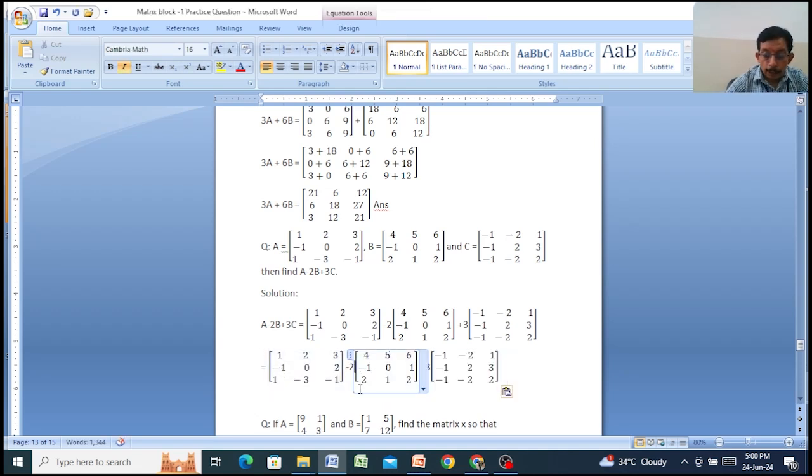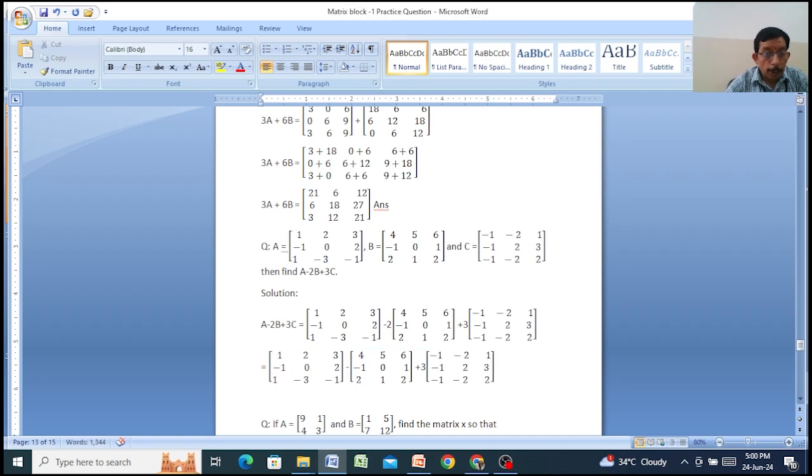Matrix A's scalar quantity is 1. No value means the scalar value is 1. Then 1 multiplied by each element gives the same answer. And matrix B is multiplied by 2, the scalar quantity 2. Then each element is multiplied by 2.